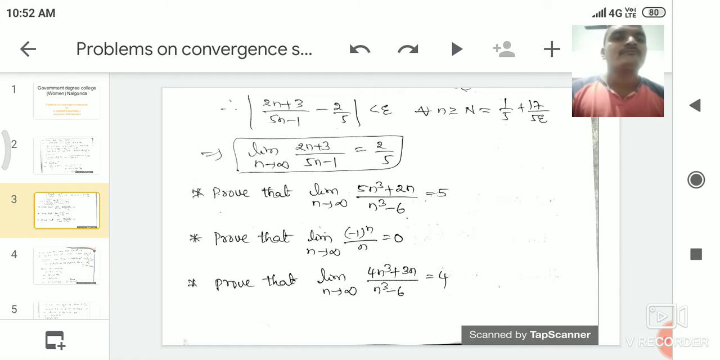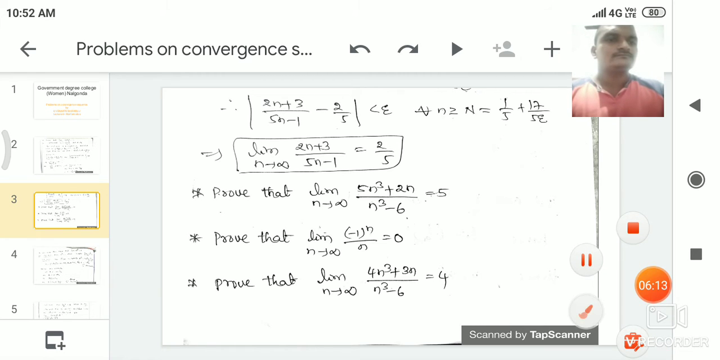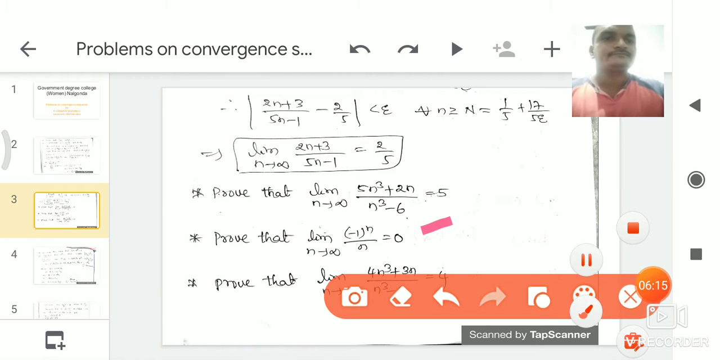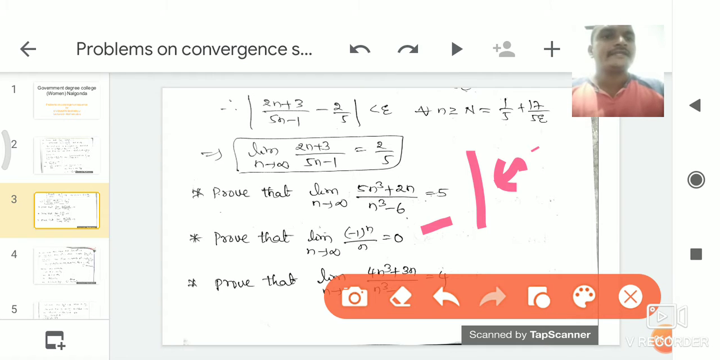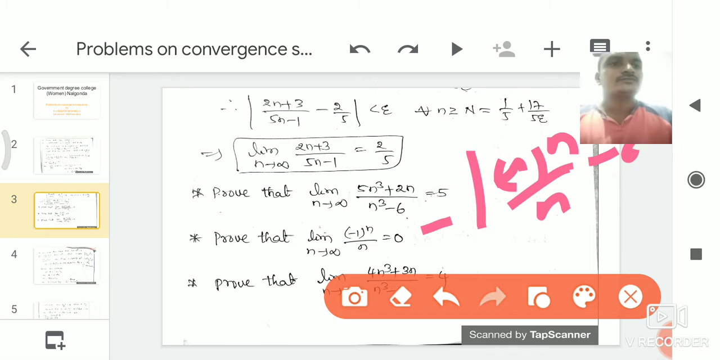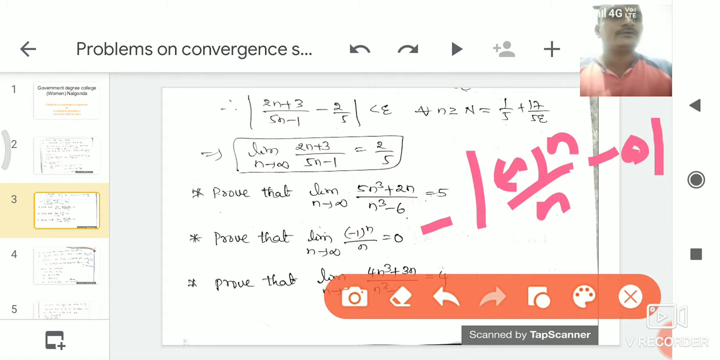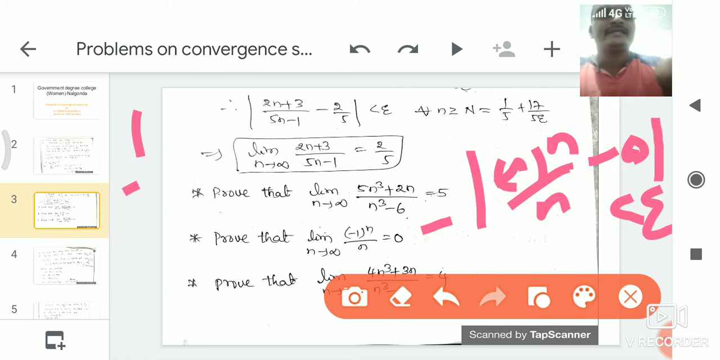So here we take mod of (minus 1) power n by n minus 0. Mod of (minus 1) power n gives one value. From this, mod of (minus 1) power n by n minus 0 is less than epsilon. So from that we get directly 1 by n less than epsilon only.